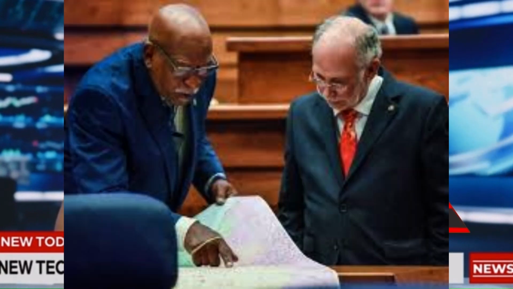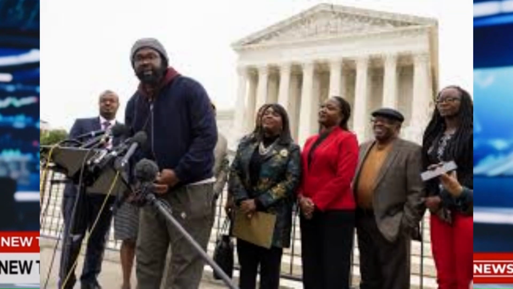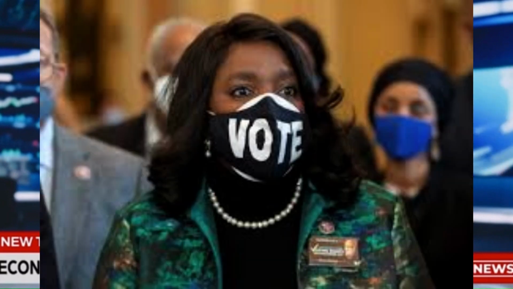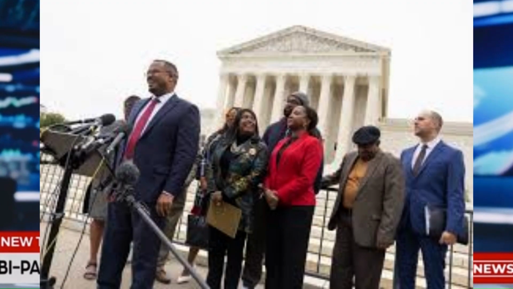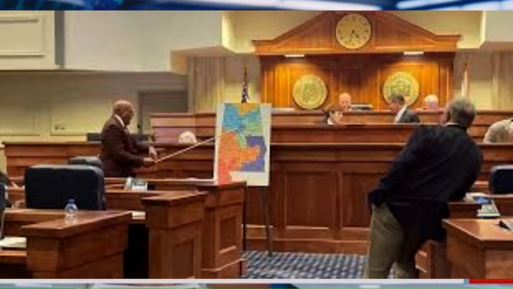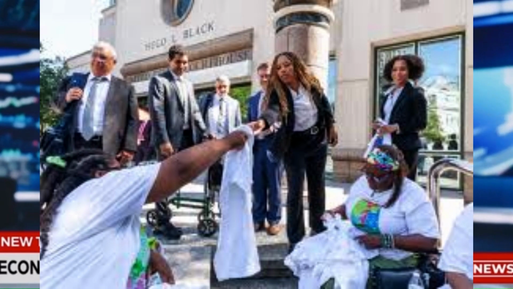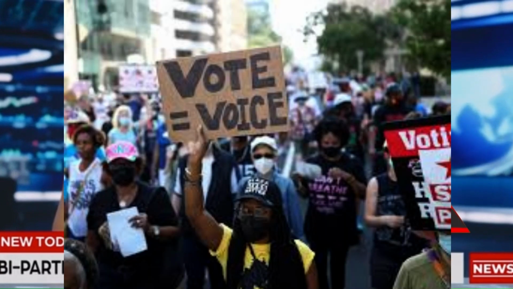Why is fair representation important? Fair representation ensures that every citizen's voice is heard in the political process, contributing to a more inclusive and equitable democracy. What was the role of the Civil Rights Movement in voting rights? The Civil Rights Movement played a pivotal role in advocating for and securing voting rights for black citizens, culminating in the Voting Rights Act of 1965. How can gerrymandering be prevented in the future? Preventing gerrymandering requires transparent and impartial redistricting processes, as well as legal challenges like the one seen in the Alabama case.